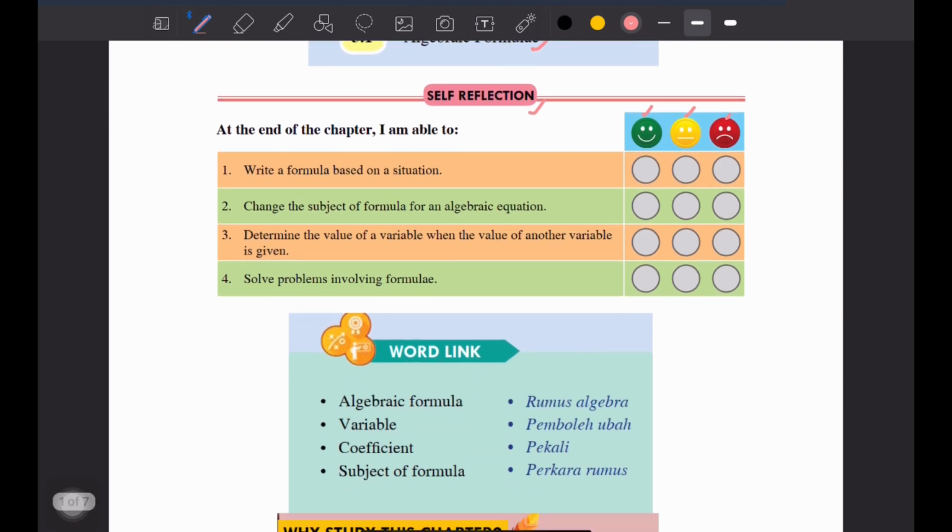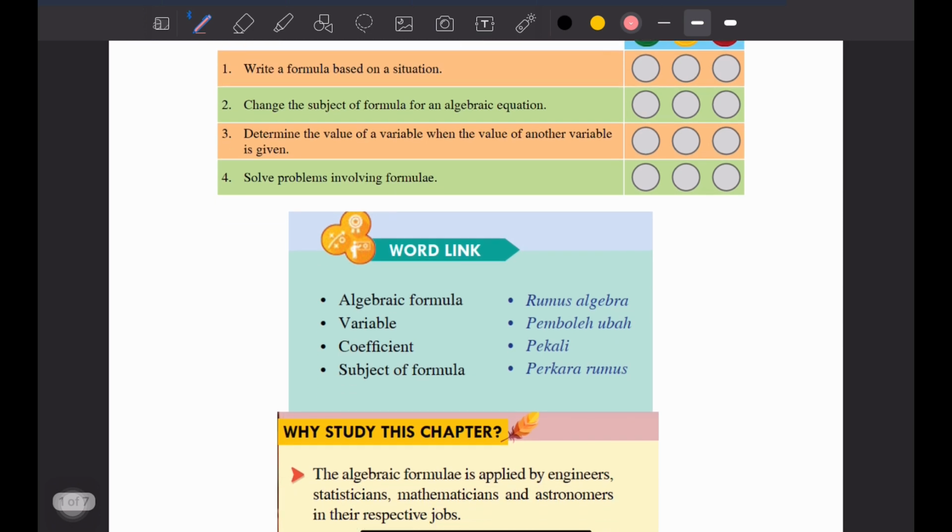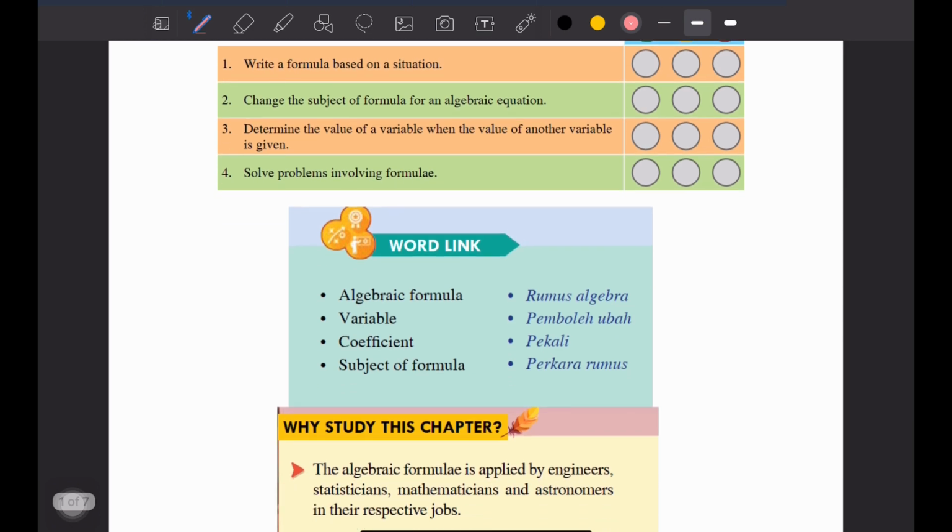For the word link for this chapter, you have four new words. The first one is algebraic formula, which in Bahasa Melayu is rumus algebra. The second one is variables, or in Bahasa Melayu, pemboleh ubah. The third one is coefficient, which is perkali. And the last one is subject of formula, perkara rumus.